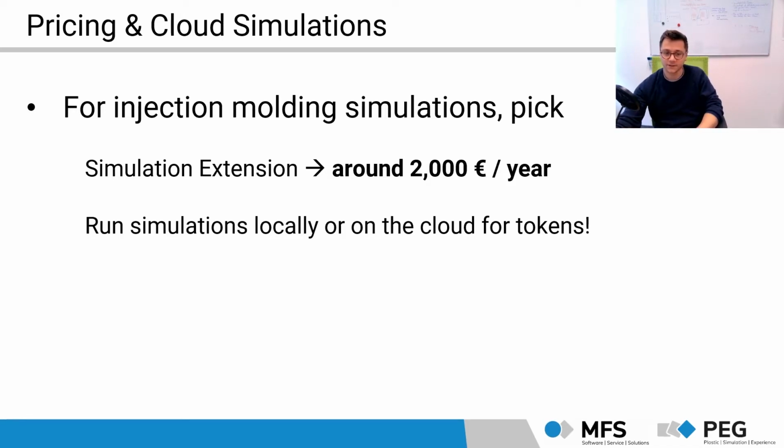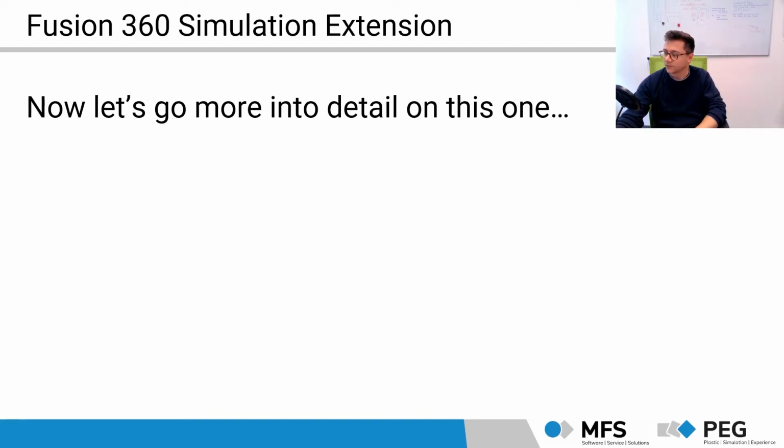So for this, it's possible to run simulations locally with some of the simulation types, or you can also run simulations on the cloud for tokens. So you have to use Autodesk tokens, and then you can just run on the servers of Autodesk. So let's go a little bit more into detail on this one. I will switch into the software itself for this extension.